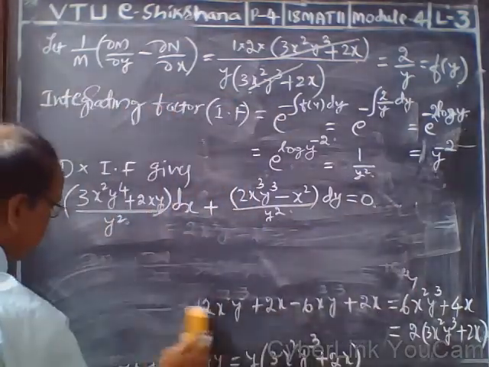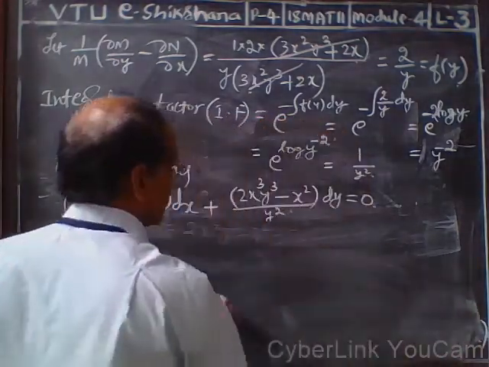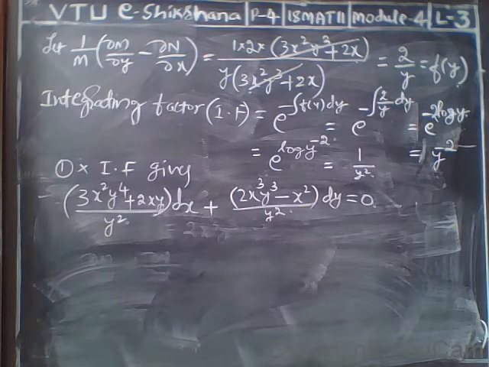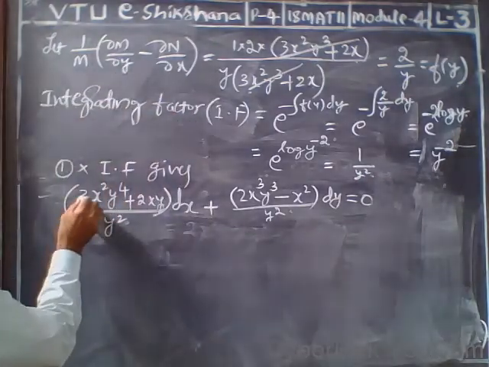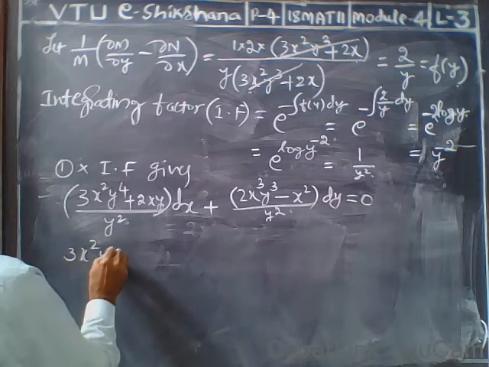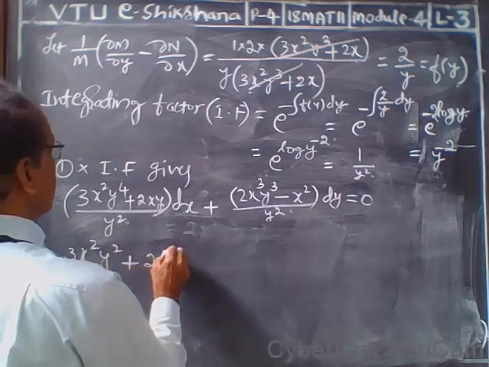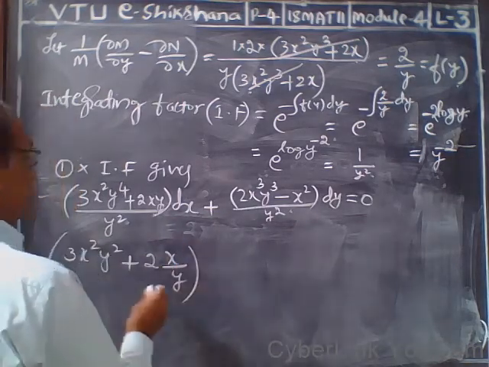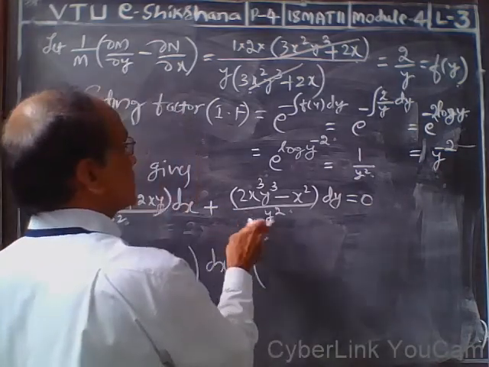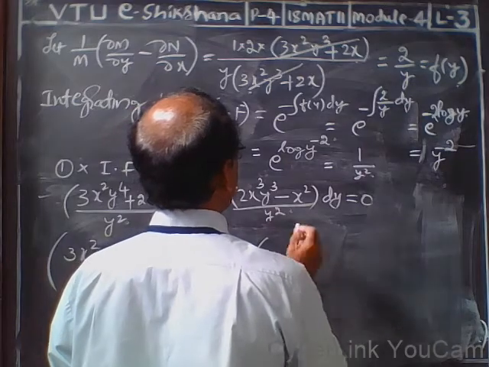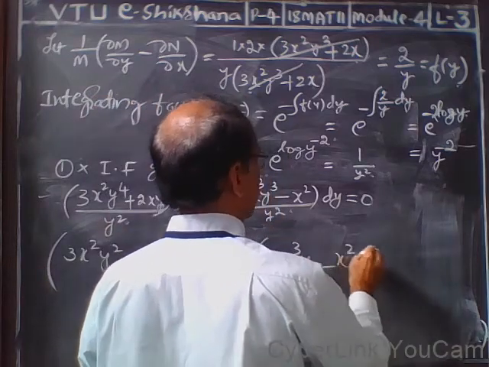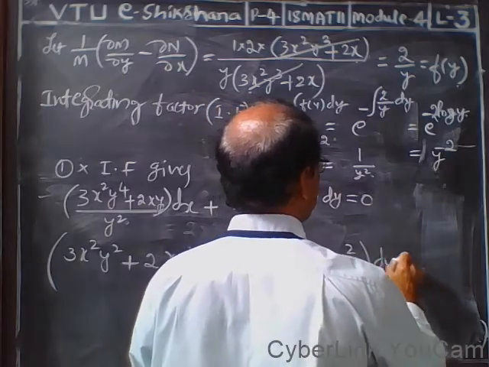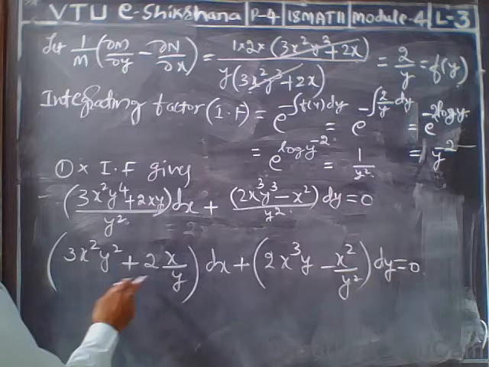Then you simplify this and you write it, it is said to be an exact differential equation. Then 3x square y to the power of 4 means 3x square y square plus 2x divided by y, and it is dx, plus y square gets cancelled and 2 times x cube, that is y square cancels, y remains, and minus x square divided by y square, dy equal to 0.